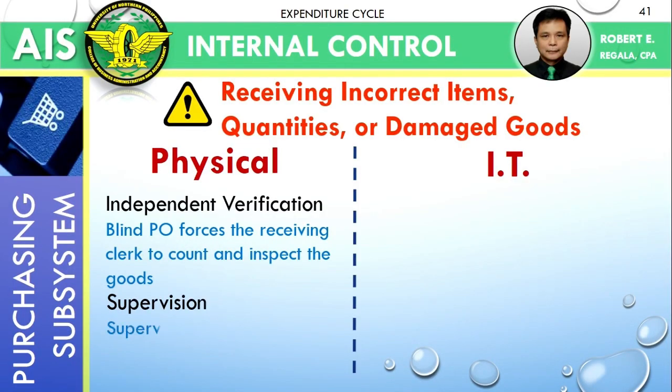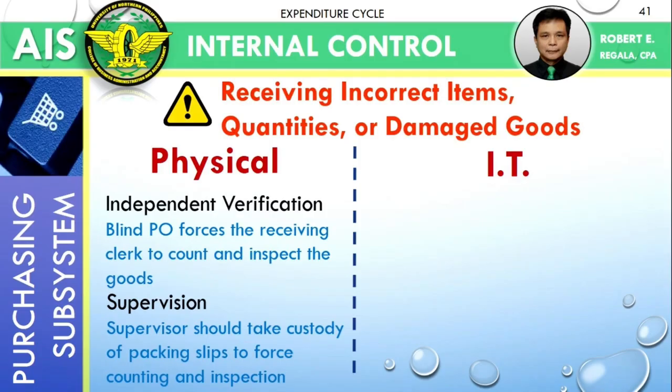Supervision. Supervision is critical at this point to ensure that clerks properly carry out these important duties. Packing slips, which contain quantity information and could be used to circumvent the inspection process, typically accompany the incoming goods. A supervisor should take custody of the packing slip while receiving clerks count and inspect the goods. If receiving clerks are provided with quantity information via an open PO or packing slip, they may be tempted to transfer this information to the receiving report without performing a physical count and inspection.